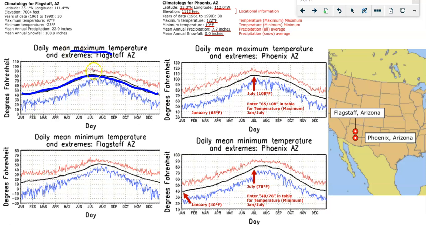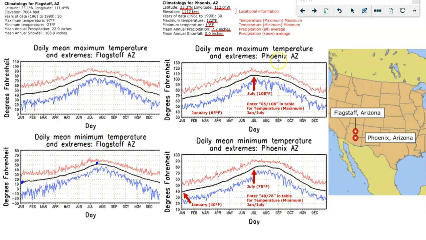In the summertime, our maximum temperatures are in the 80s. In the wintertime, our maximum temperatures are in the 40s. Those are averages, 40 to 80. Look at our minimum temperatures here. Our minimums are 50 and about 15 between summer and winter time.